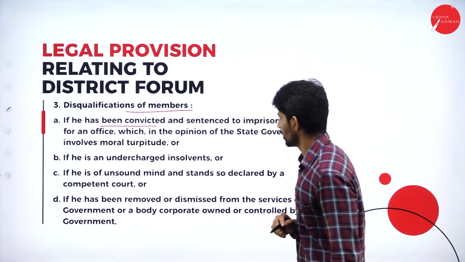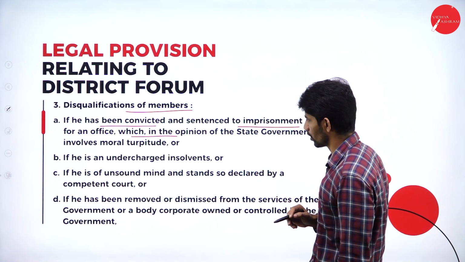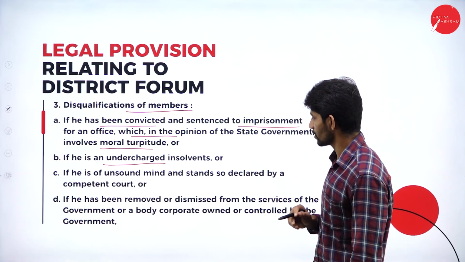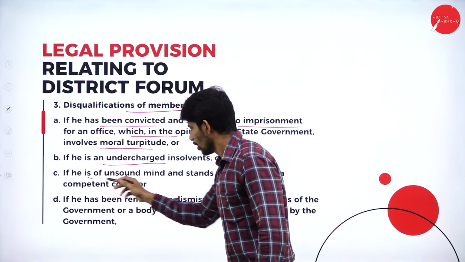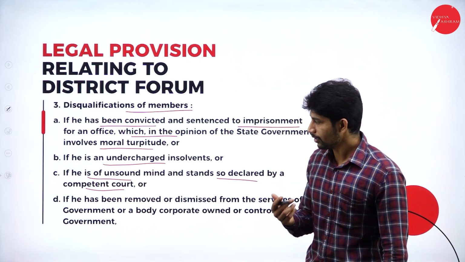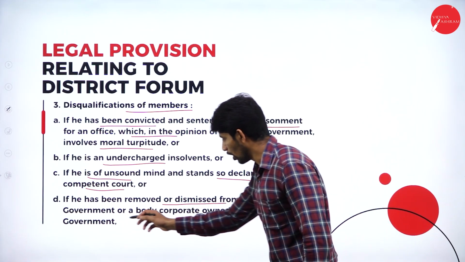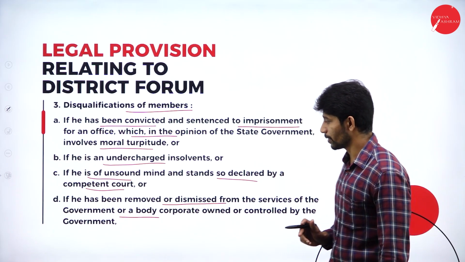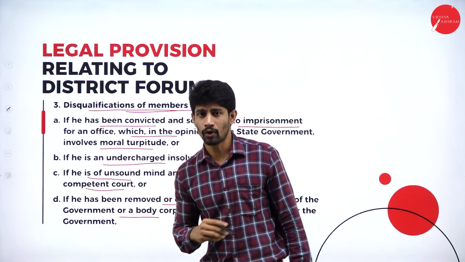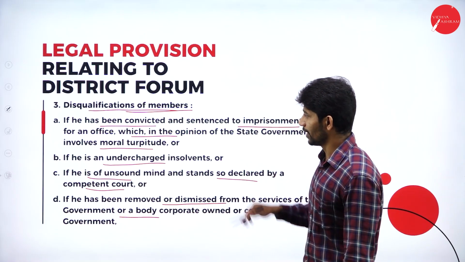See, if he has been convicted and sentenced to imprisonment for an offence which, in the opinion of the state government, involves moral turpitude, or if he is an undischarged insolvent, or if he is of unsound mind and is so declared by a competent court, or if he has been removed or dismissed from the services of the government or a body corporate owned or controlled by the government. That means when the member of the district forum will be disqualified. In what situation will the member or the president of the district forum be disqualified? When will they be disqualified?